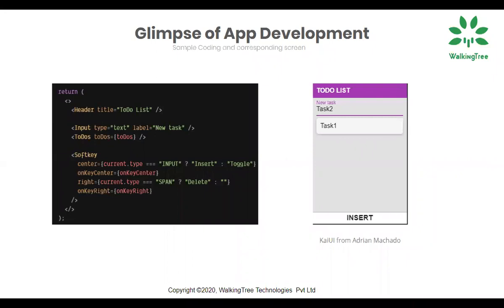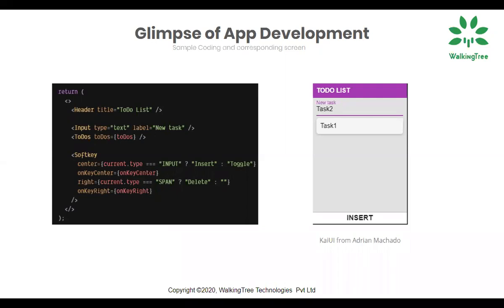Here is the sample code to build a small screen which allows you to add items as a to-do list. Here we have taken Preact as a JavaScript framework, and we have added some HTML elements in the JavaScript code. It has a header section as well as an input element. Then it has the list of to-do elements. Then if you look at the last element, that is the soft key. That soft key has some conditions. That means if you look at the soft key attribute, that is a center attribute that has element type checking.